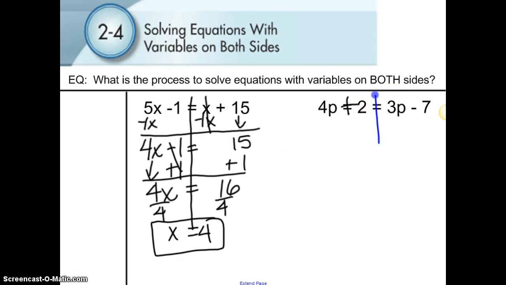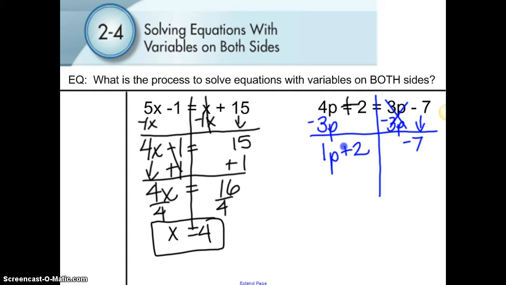And now we're back. I'm going to put this down. So I've got 4 p's on this side, 3 on this side. Well, is there a certain amount I could take off of both sides? Yeah, I could. I could take 3 p's off of both sides. Minus 3p. So when I do that, these cancel out. I drop down my -7. Over here, I've got 1p left, plus 2.